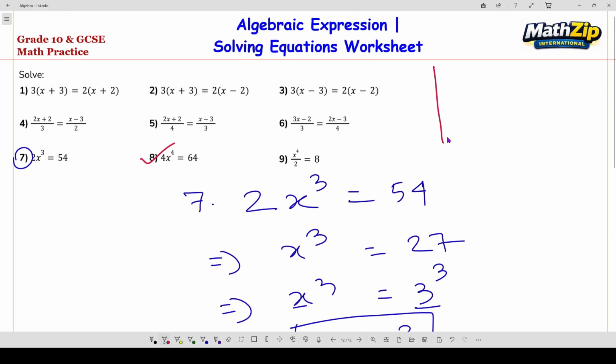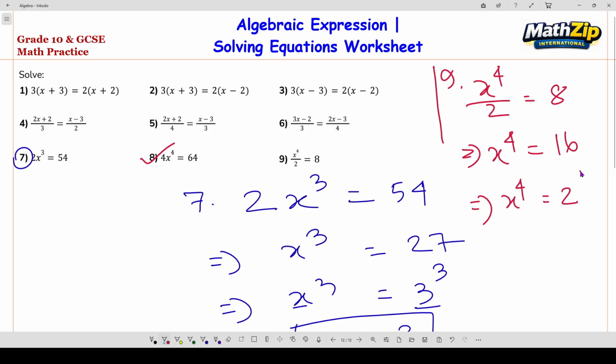Number 9. This is the last question of this video. 9 times x to the power 4 divided by 2 equals 8. So we can multiply both sides by 2. So x to the power 4 equals 16. Now x to the power 4 equals 2 to the power 4. Here the powers are equal, therefore the bases will be the same. It means x equals 2. This is our answer. So after this video we are trying to solve 9 math algebraic expressions.